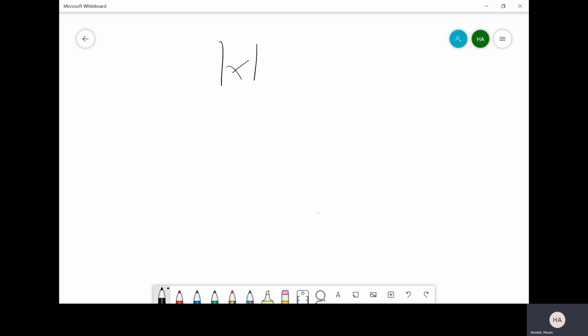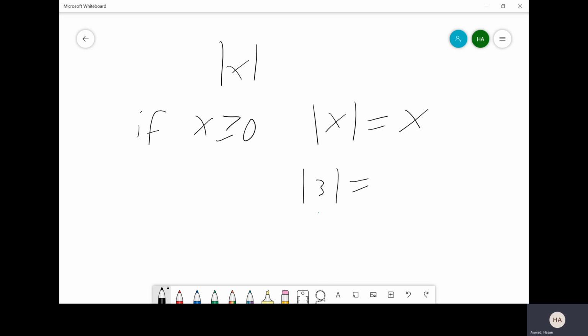Well, if x is already positive, or technically 0, so if x is greater than or equal to 0, that's the same thing as saying if it's 0 or positive, then absolute value of x just gives you back x. And a good example of this? Say I have absolute value of 3. Well, it's just going to return 3. It doesn't change it at all.